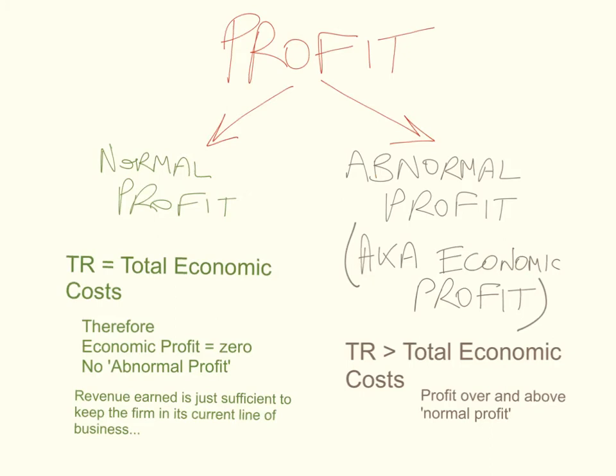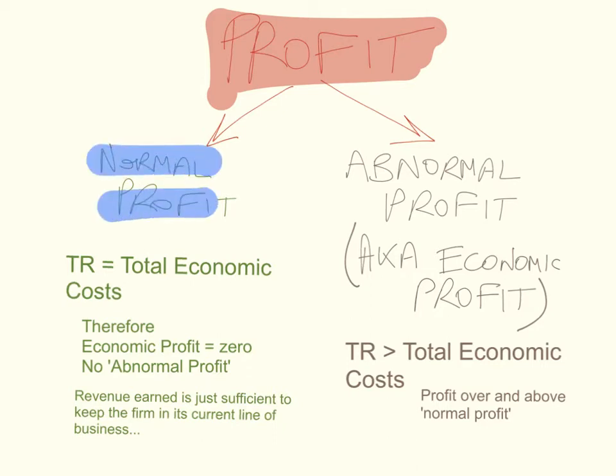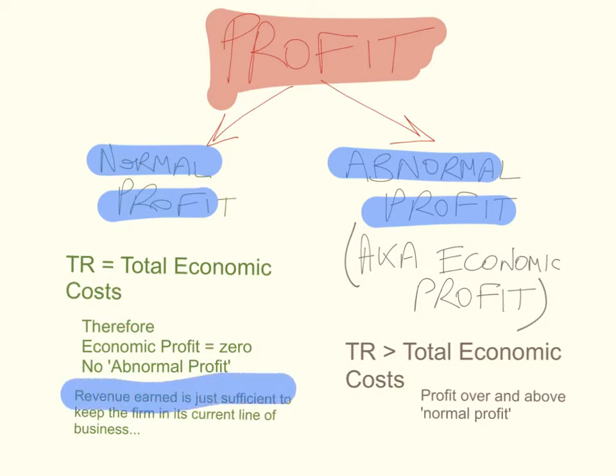So just as there are implicit and explicit costs, the same exists with profit. When we talk about profit, we distinguish between normal profit and abnormal profit. Normal profit happens when total revenue is equal to the total economic costs. Therefore, the firm is earning no economic profit. It's earning zero economic profit, no abnormal profit. The revenue earned is just sufficient to keep the firm in its current line of business. So the total revenue covers the total implicit and explicit costs.